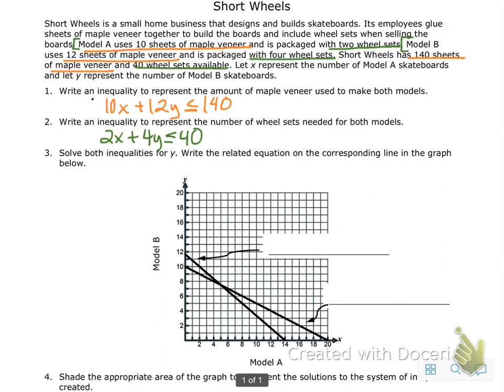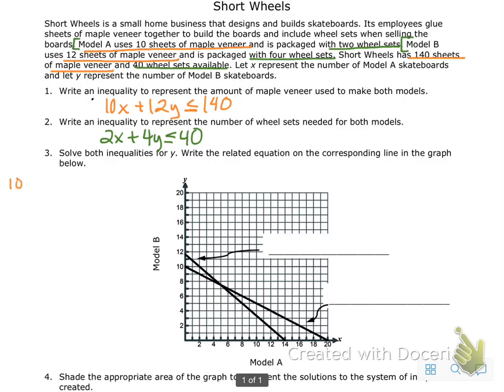Step 3, number 3, solve both inequalities for Y. And write the related equation on the corresponding line in the graph below. So they've graphed these lines for you. We kind of just have to match. And when it says solve for Y, we're solving for Y. So take your equation. Let's do the first one. And you're going to solve for Y.